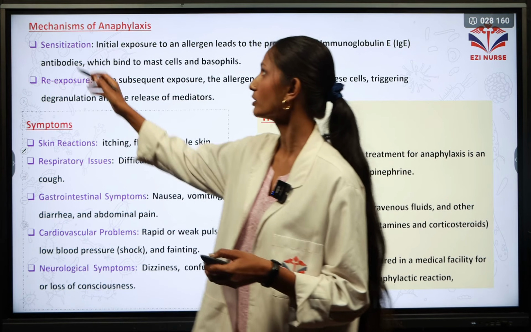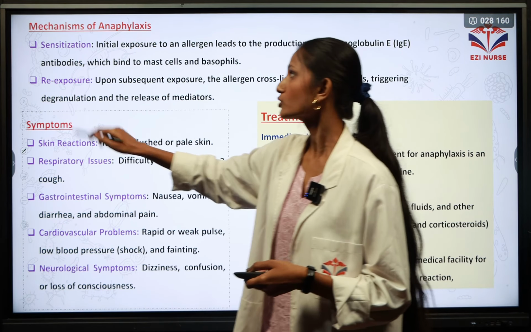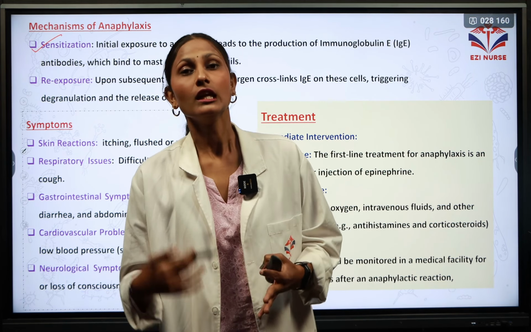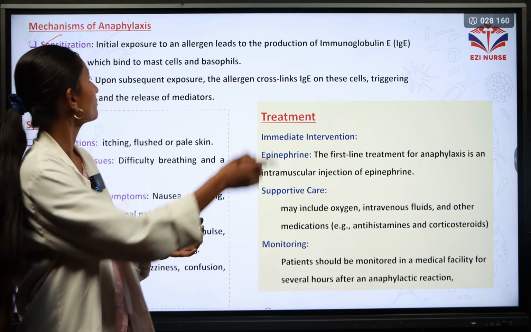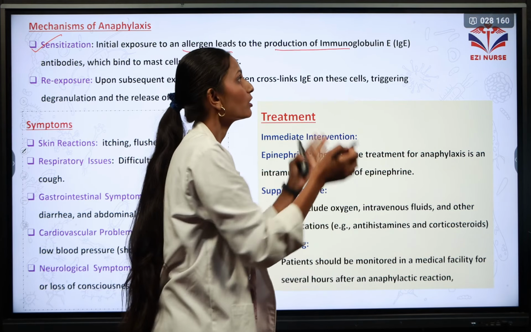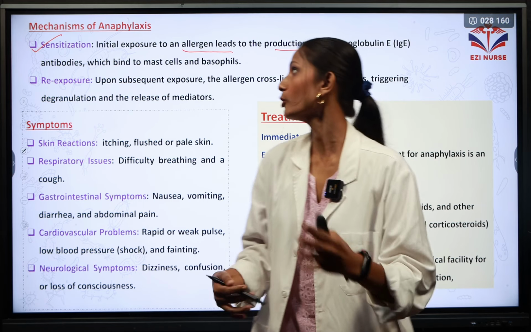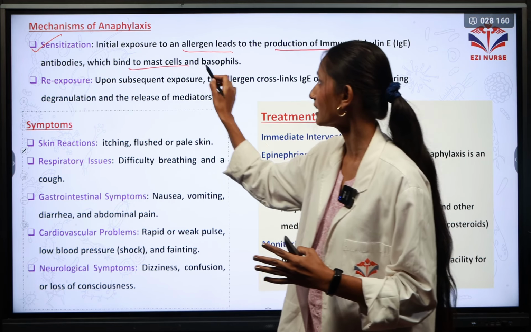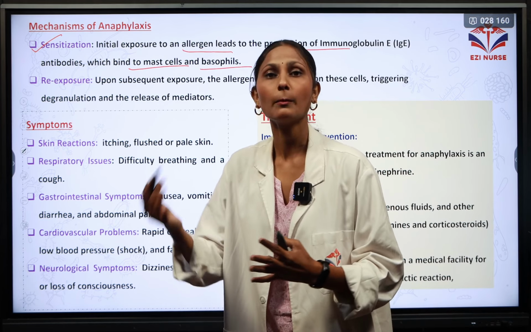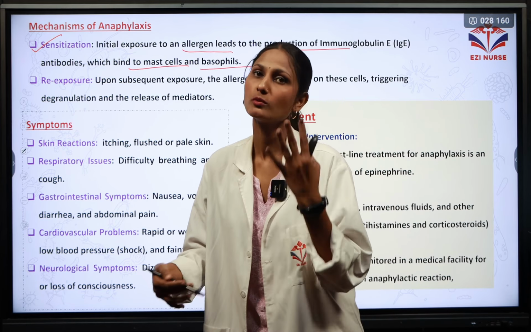Next, we will discuss the mechanism of anaphylaxis. First one is sensitization. In sensitization, the person is first exposed to the allergen and that allergen leads to the production of immunoglobulin E, and that immunoglobulin E will bind with the mast cells and basophils. This first occurs when the allergen enters the person's body.